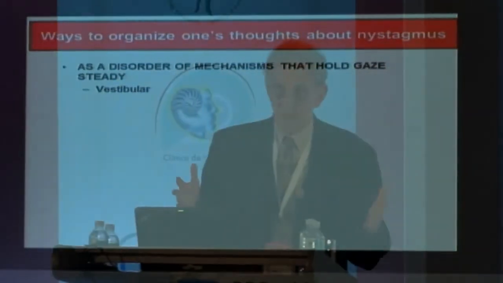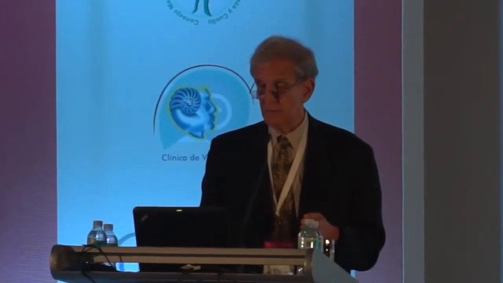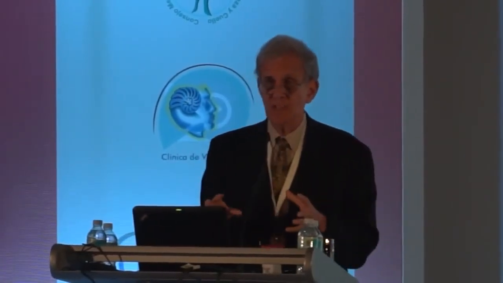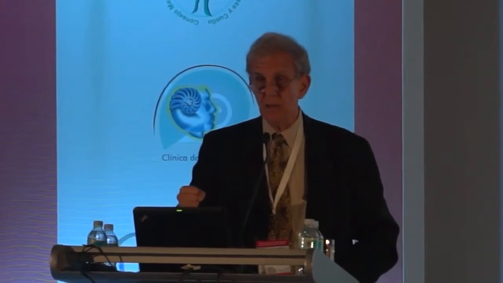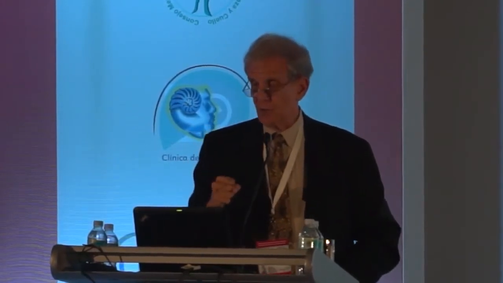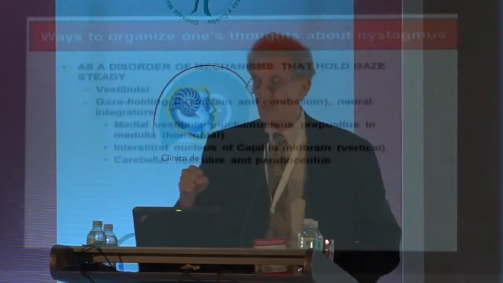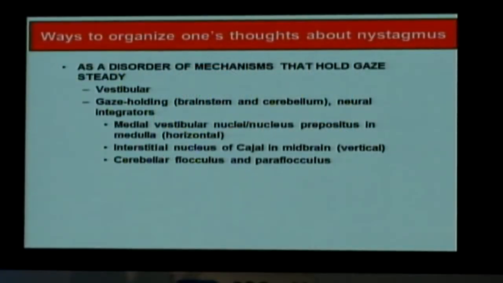Vestibular, classical form of nystagmus mechanisms. There are gaze-holding mechanisms. We'll talk about those. In the brainstem and cerebellum, we talked about these structures earlier. Just to repeat, these are gaze-holding integrator networks. For horizontal, it's in the medulla, the medial vestibular nucleus, nucleus prepositus hypoglossi. And for vertical, it's in the midbrain, interstitial nucleus of Cajal. And remember that the cerebellar flocculus and the paraflocculus are important for gaze holding.